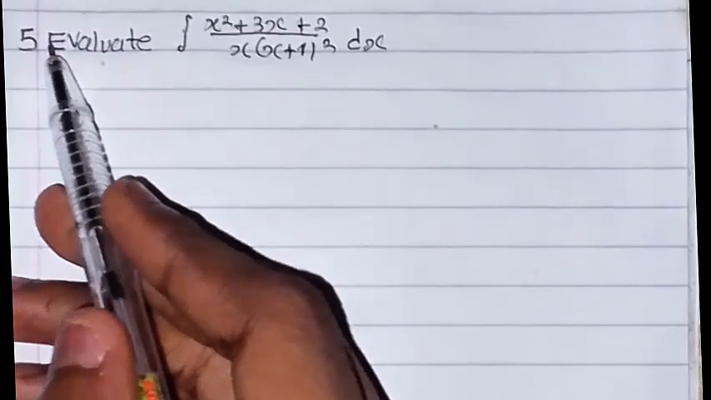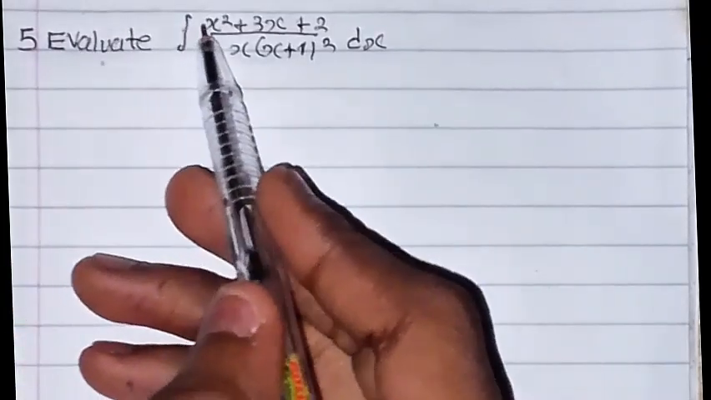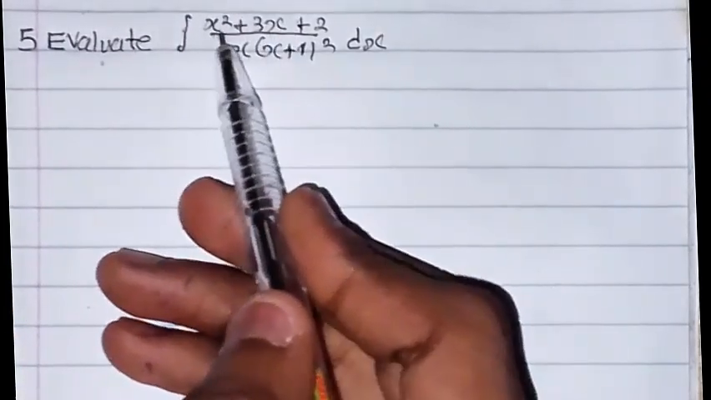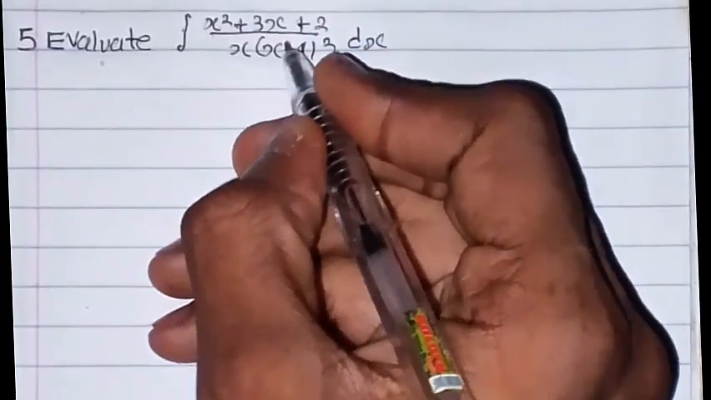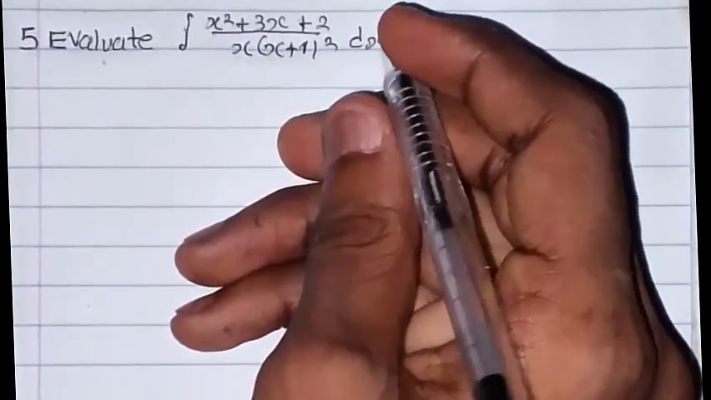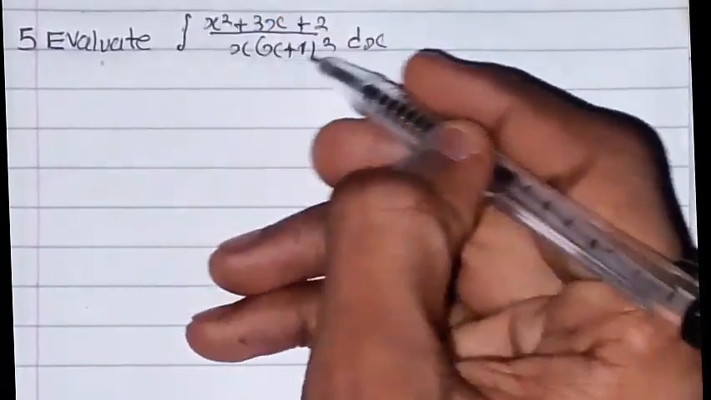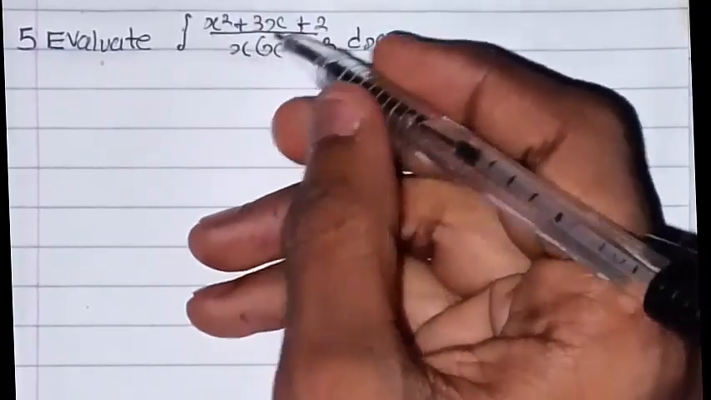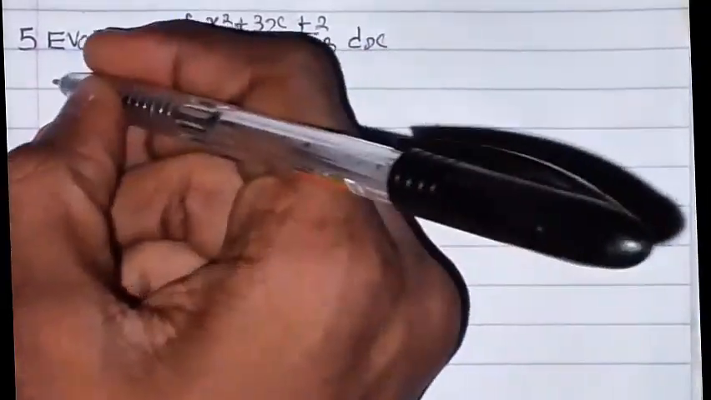The last question is question 5. It says evaluate the antiderivative of x squared plus 3x plus 2, all divided by x in bracket x plus 1, all squared, dx. Now, first, the function we have to find the antiderivative of is a bit complex, and we're going to have to simplify it first. Let's go to the solution.